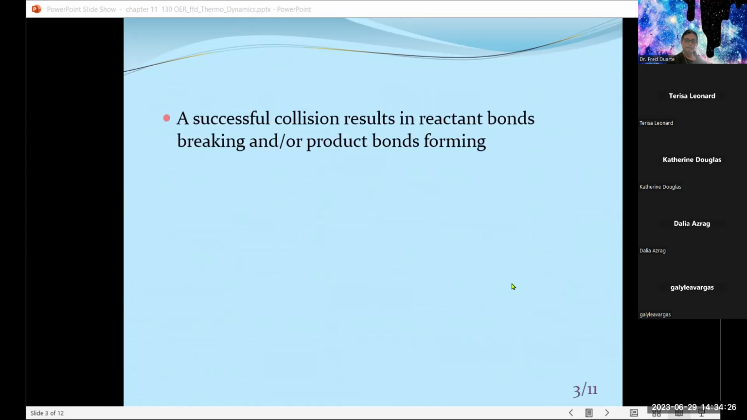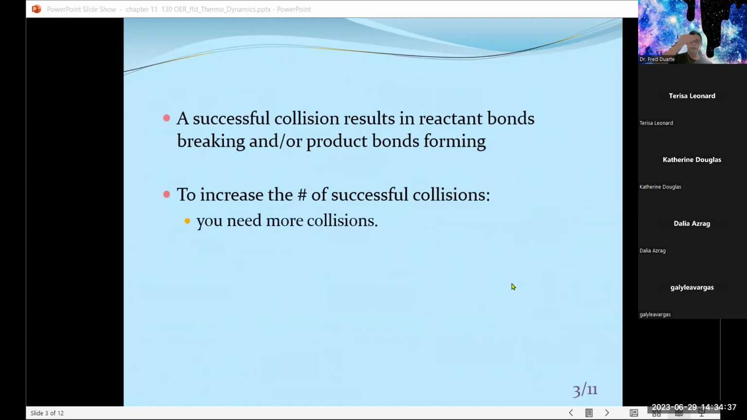All right, so we're going to have successful collisions. Now, to do that, we have to increase the number of collisions if we want a reaction to occur. So obviously, we need more collisions to make sure we get product. Now, we also have to have enough energy. It's a very specific amount, and a name for this energy is called activation energy.